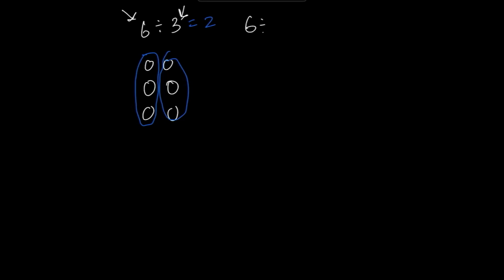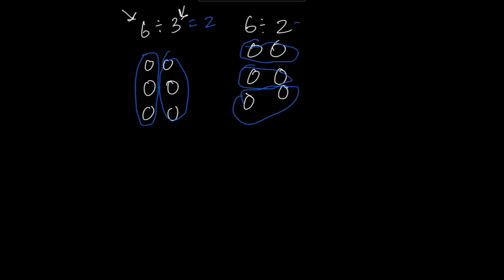Another quick example of this is doing 6 divided by 2. I'm going to quickly do that. Now I'm dividing them into groups of 2, which I can do like this. That means 6 divided by 2 is equal to 3. And this will work in most cases.